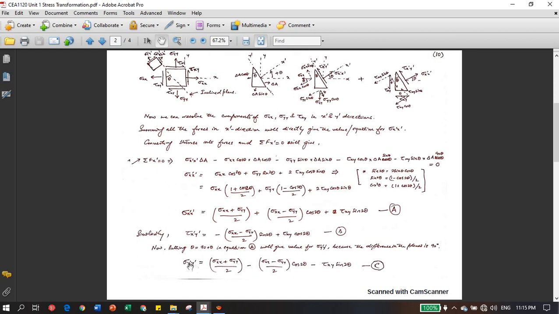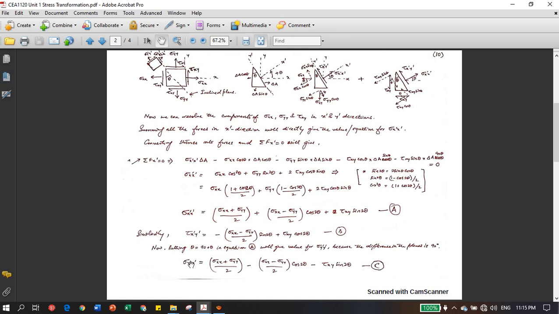And what is this basically? See, if this normal stress sigma x dash is varying, basically this is your normal stress, and this is also your normal stress, so this will be varying also, and this will be varying also. So how will we calculate this value?